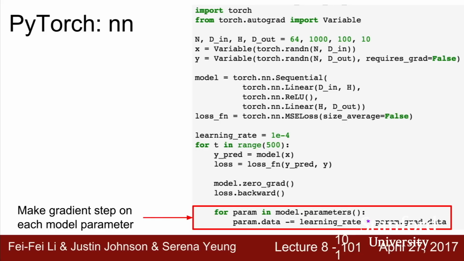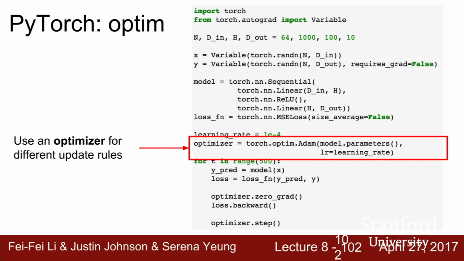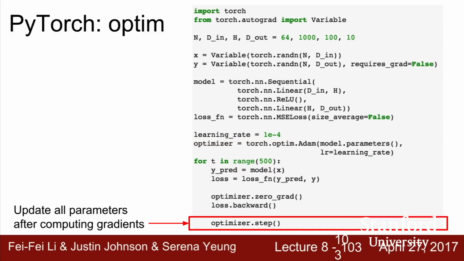And again, we see that we're building up a new computational graph every time we do a forward pass. And just like we saw in TensorFlow, PyTorch provides these optimizer operations that abstract away this updating logic and implement fancier update rules like Adam and whatnot. So here we're constructing an optimizer object, telling it that we want it to optimize over the parameters of the model, giving it some learning rate and other hyperparameters. And now after we compute our gradients, we can just call optimizer.step, and it updates all the parameters of the model for us right here.